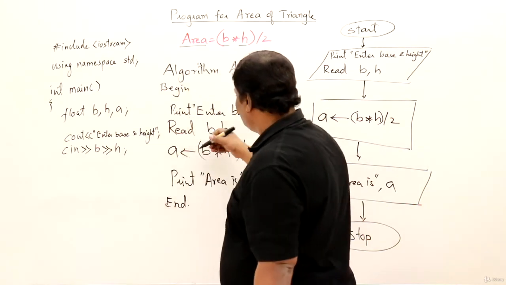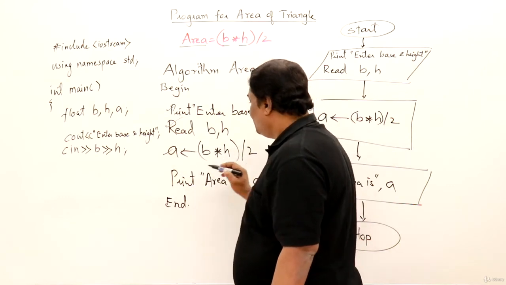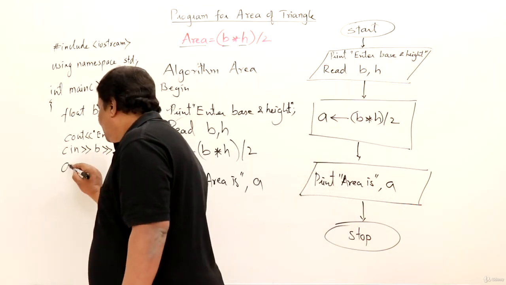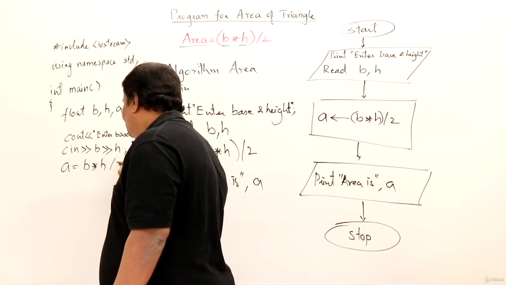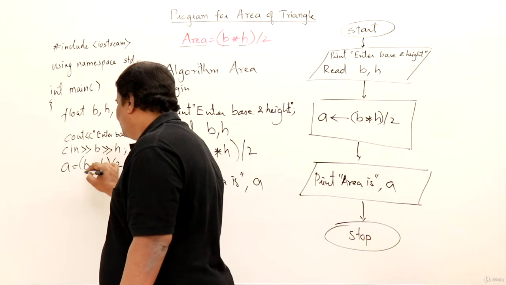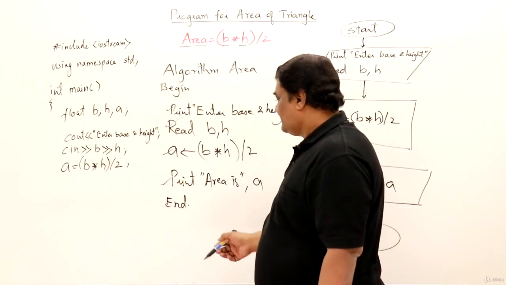The next step in the algorithm, we have finished with this step and this step. The next is process. So find out the area. So A assign B into H divided by 2, and this I can put in brackets. Then the next step is print the result, then end.